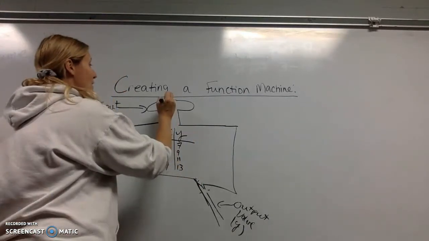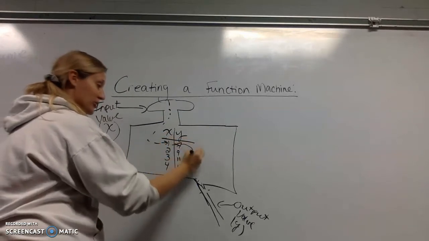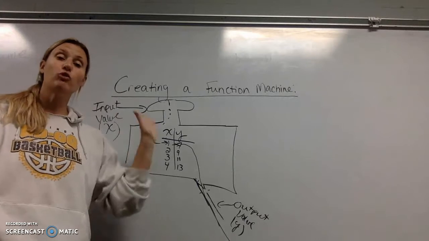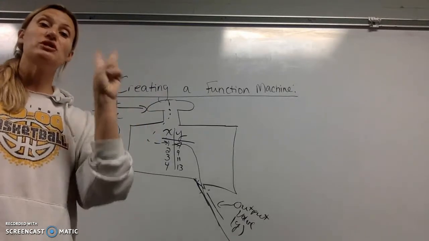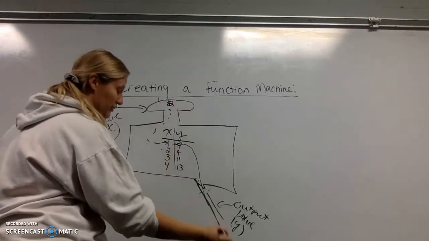So if I drop 1 into the machine, here's where it inputs. The output is 7, which is going to keep the machine running smoothly. An input of 1 gives me an output of 7. So that one input gave me one output. The input of 2 is going to give me an output of 9.